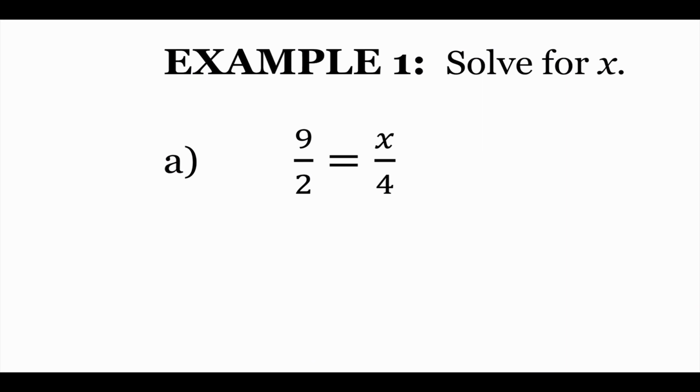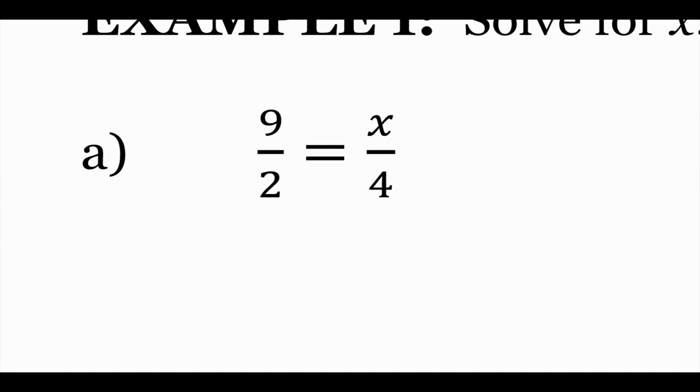So one way to do it is the 2. What can I do to the 2 to turn it into a 4? Multiply by 2, right? I can multiply this by 2 to get over there. If that's true, then the top has to be true as well, because they're equal. So that means this would be 18.